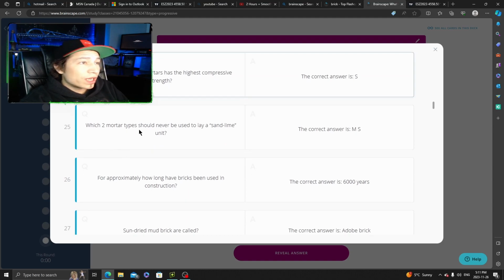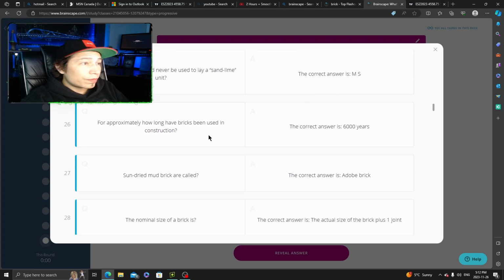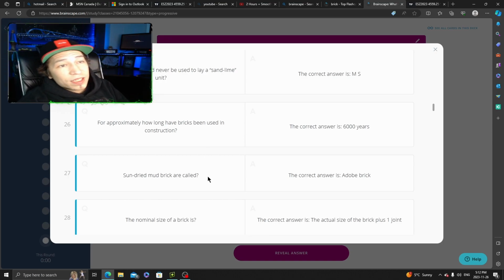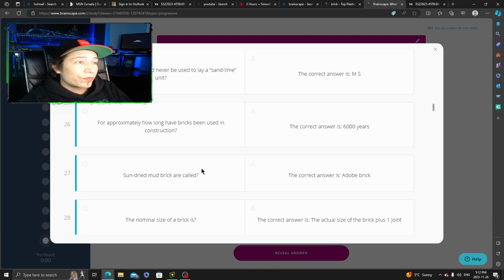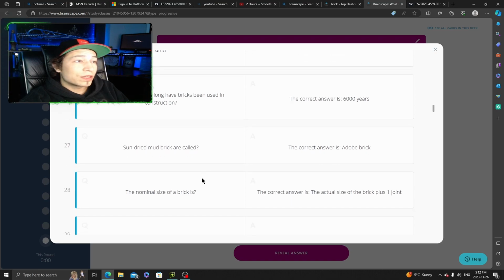Which 2 mortar types should never be used to lay a sand-lime unit? M and S. So M and S types should never be used to lay a sand-lime unit. For approximately how long have bricks been used in construction? 6,000 years. Bricks have been used in construction for 6,000 years.